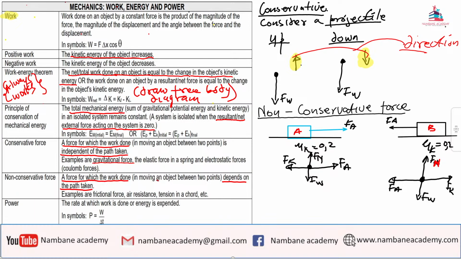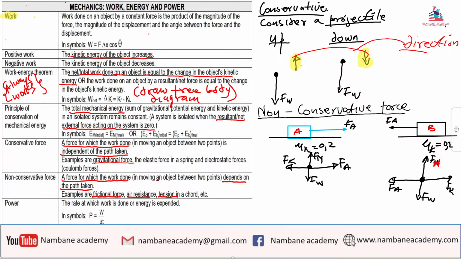Hence now, per definition, it says a force for which the work done depends on the path taken. So the examples of that are frictional force, air resistance, tension in a string, and so forth. But in our cases, it will forever be friction, air resistance, and tension. So frictional force is a non-conservative force. A non-conservative force is a force for which the work done depends on the path taken.